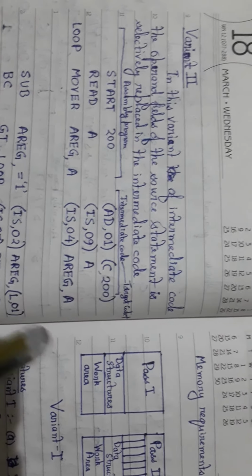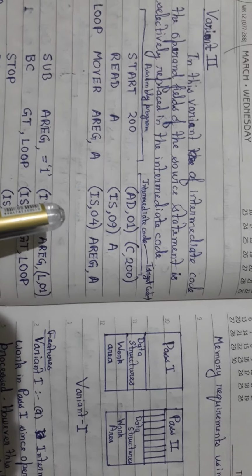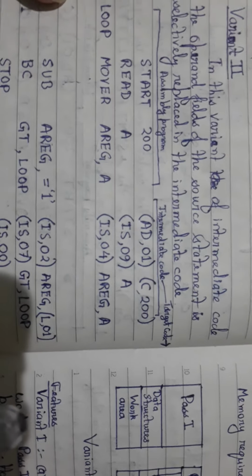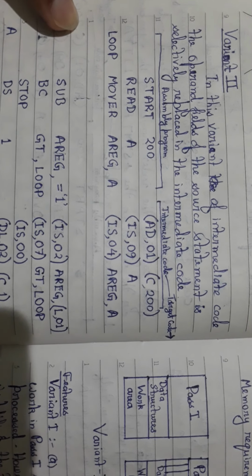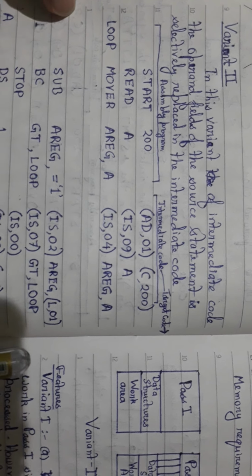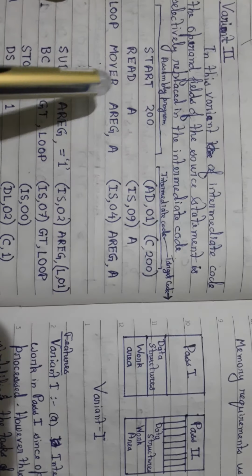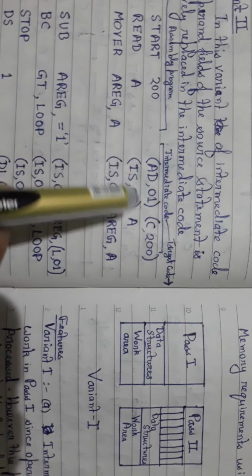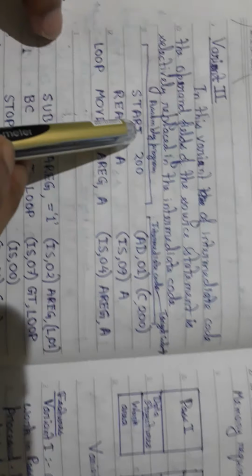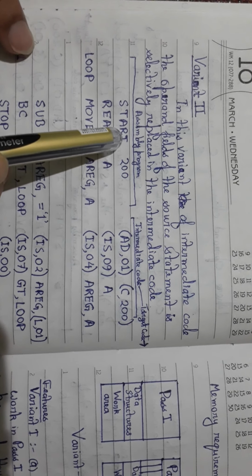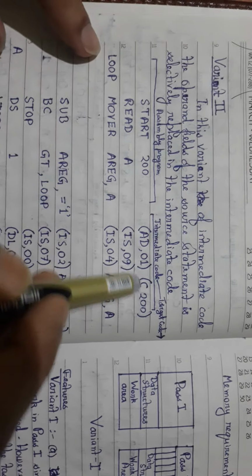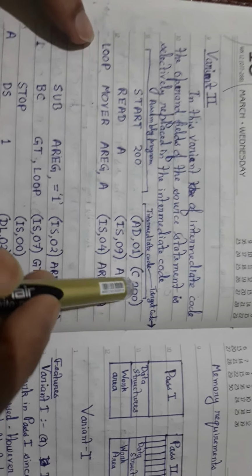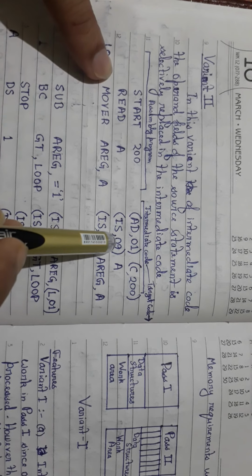In this variant of intermediate code, the operand field of the source statement is selectively replaced. That means all the fields are not converted to symbols in this variant. So you can see the start 200, it is the same as your variant 1. AD for assembler directive, number 1, because there are a lot of other assembler directives also. So for start it is 0 1, and 200 is a constant, that is why C 200. Read A, imperative statement 0 9.